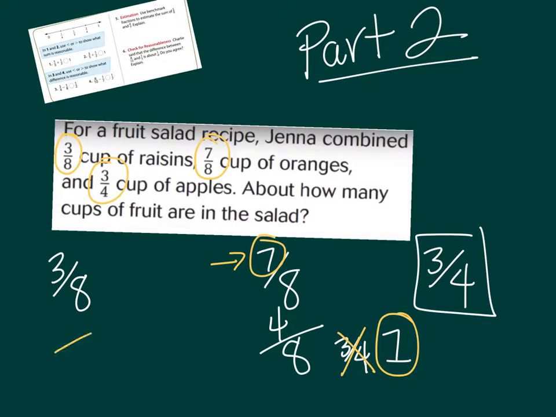Then we have 3/8. Let's find our half. What's half of 8? Good, 4. So 3 is definitely less than 4. So 3/8 is going to turn into 1/4. So now we have 1/4, 1, and 3/4.